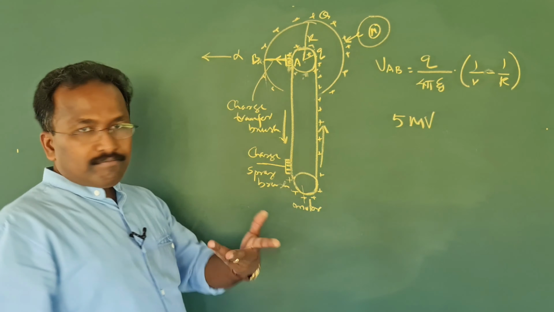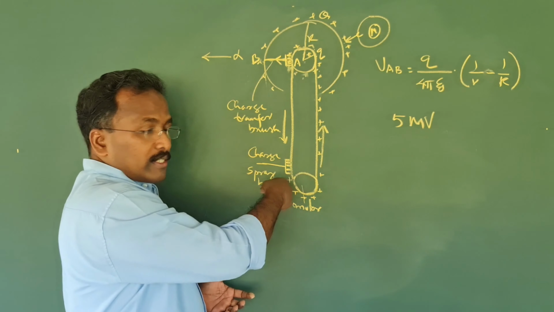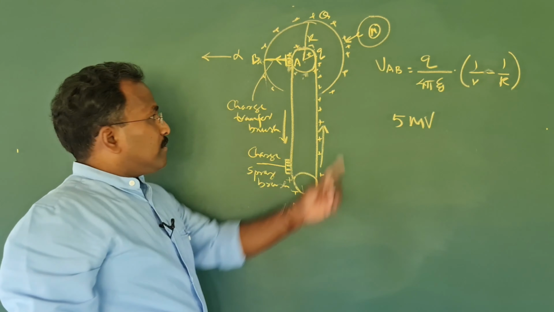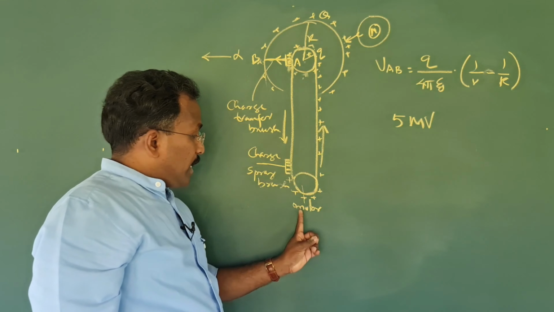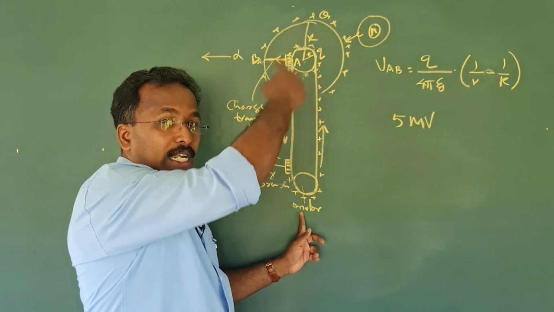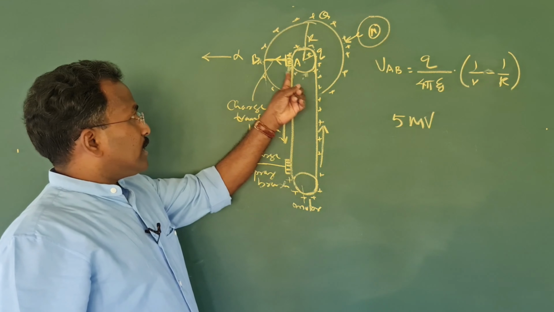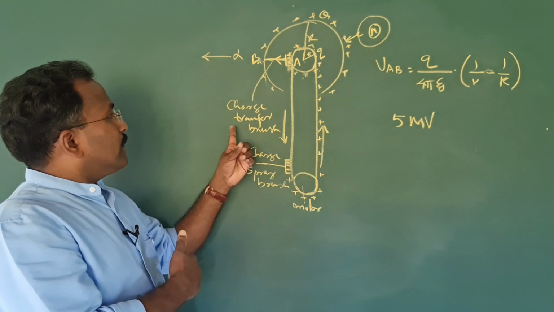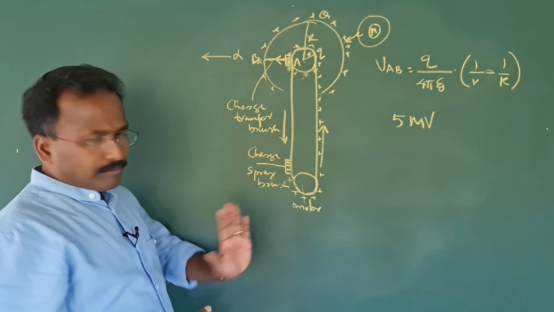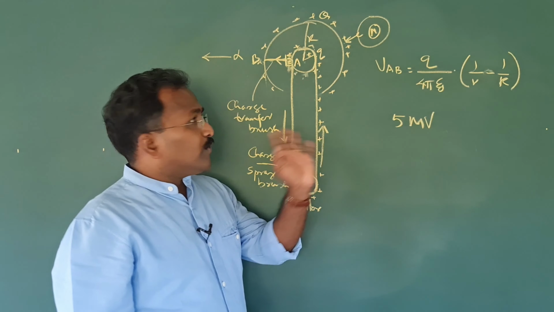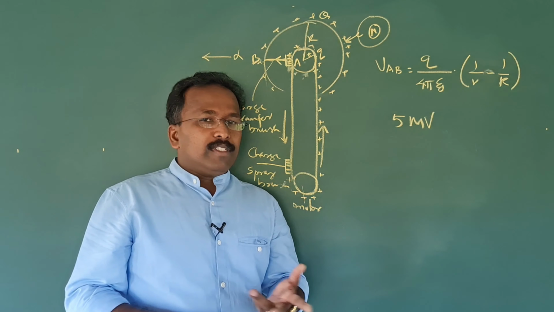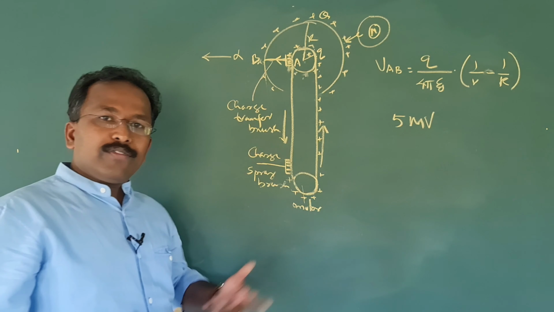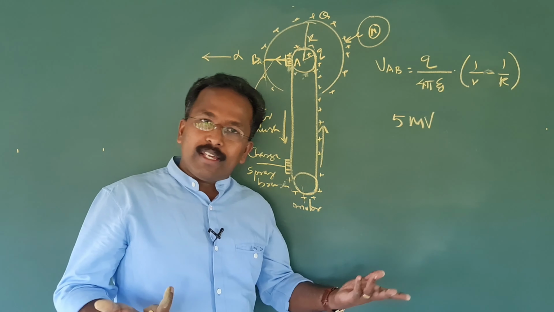And working: charge is sprayed into this. The sprayed charge is taken inside the bigger shell by an endless conducting belt, which is transferred to the outside shell using a charge transfer brush. That's the working. And as far as the drawbacks, this instrument as such is fine. We are not using this because we have more refined instruments available.